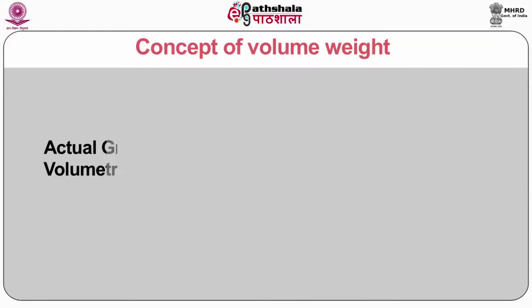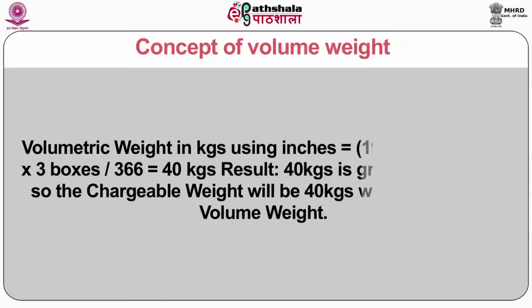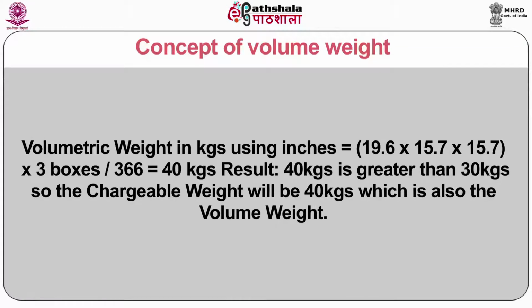Solution. Actual gross weight equals 3 boxes into 10 kgs, equal to 30 kgs. Volumetric weight in kgs using centimeters equals 50 into 40 into 40 centimeters into 3 boxes divided by 6000, equal to 40 kgs. Volumetric weight in kgs using inches equals 19.6 into 15.7 into 15.7 into 3 divided by 366, equal to 40 kgs.